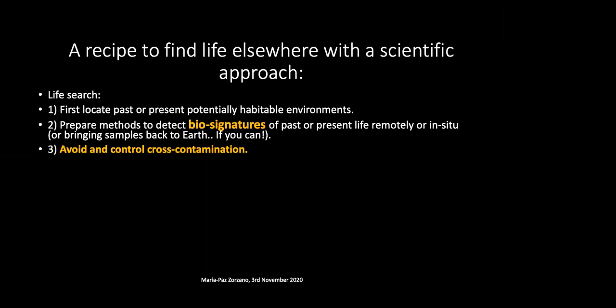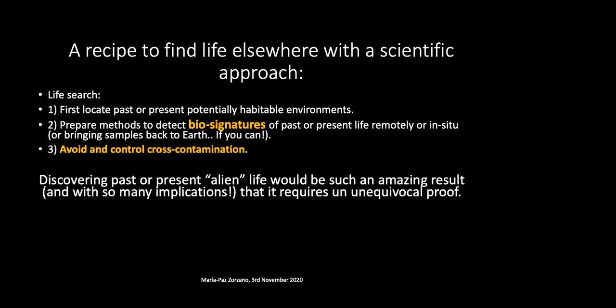Very important, as you do normally on Earth, you have to avoid false positives. So you have to avoid cross-contamination. And the same applies when you go to other worlds. And this is what we call planetary protection. Discovering past or present alien life forms could be such an amazing result that we really need unequivocal proof.